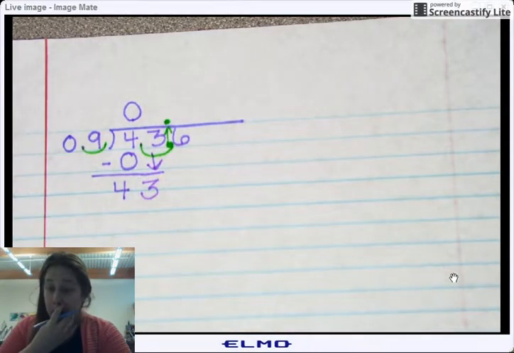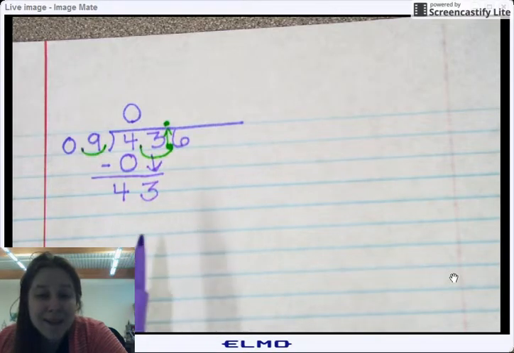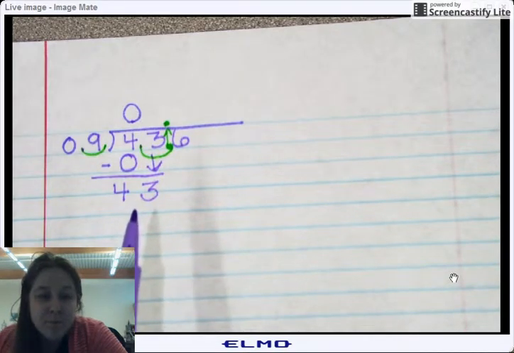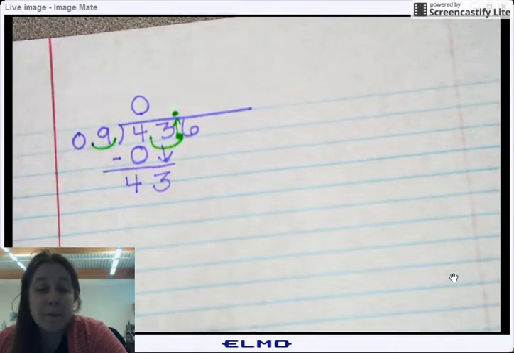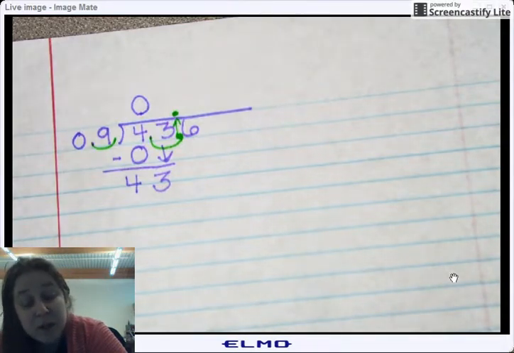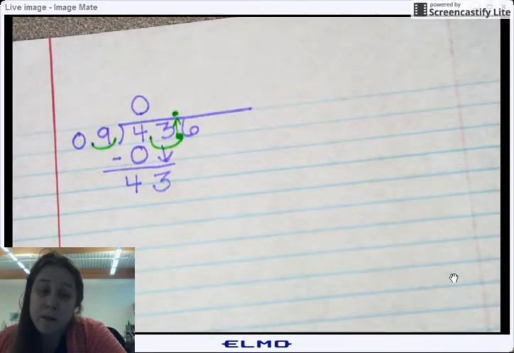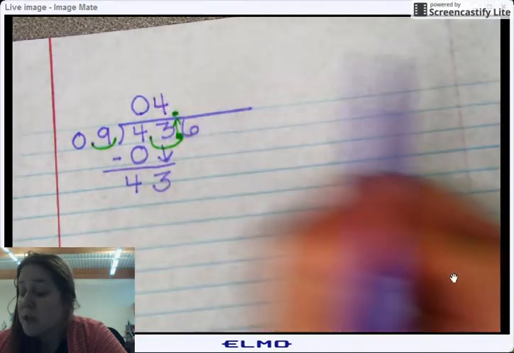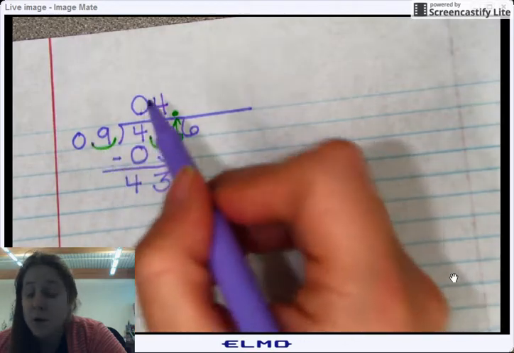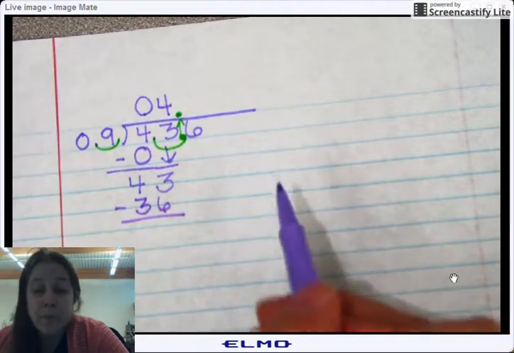Yep. 9 can go into 43 how many times? This is when you need to know your 9 tables. Some of you do not know your 9 tables. That's why it's taking you long to know how many times 9 can go into 43. Yep, 4 times. 9 times 4 is 36. I'm going to subtract.